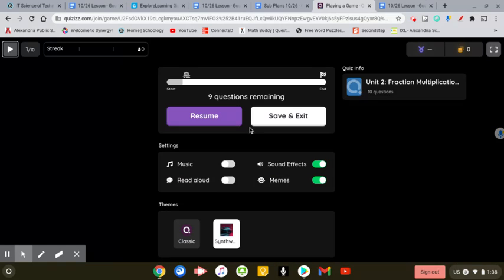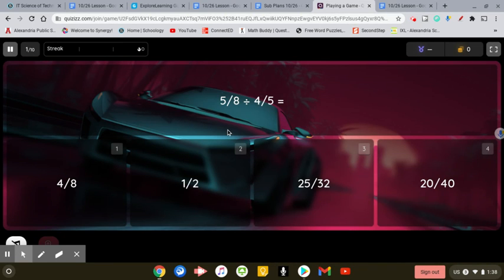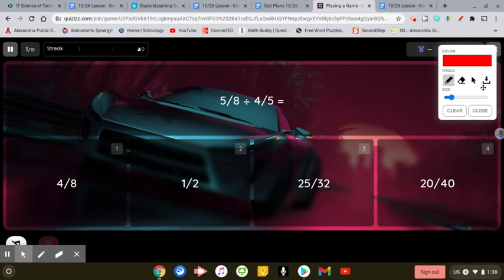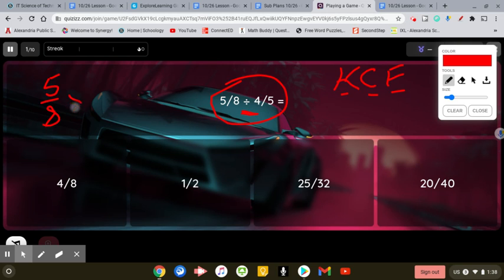I do want to show you that quiz. So this is the same quiz we worked on the other day. And on this, things to look at is keep in mind whenever we are dividing. So first thing I want to look at is, am I dividing or am I multiplying? If I'm dividing, I'm going to use that KCF method, which stands for keep, change, flip. So I'm going to keep the first fraction, change it to multiplication, and then I'm going to flip 4/5 so that I can use the reciprocal of 5/4. Then I can just multiply across and I'm good to go.